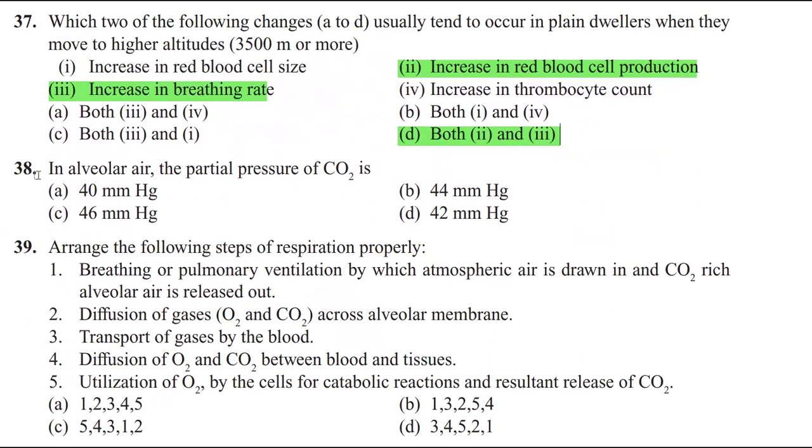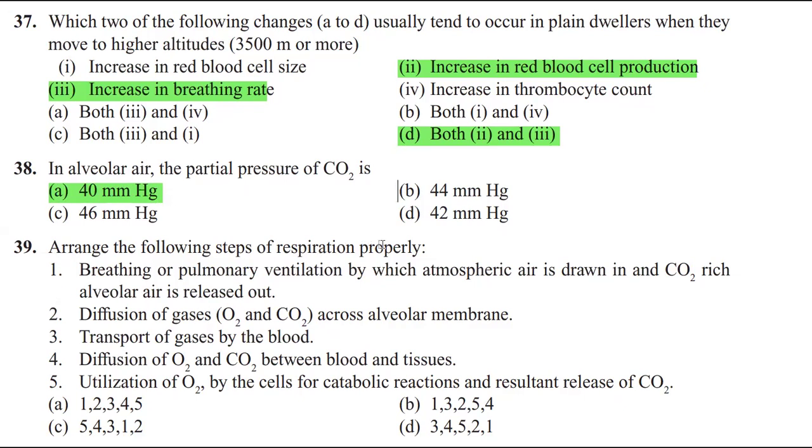Right. In alveolar air, the partial pressure of carbon dioxide is: 40 mm of Hg, 44 mm of Hg, 46 mm of Hg, 42 mm of Hg, 40 mm of Hg.